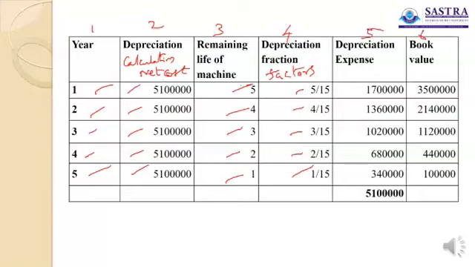That means this is one column, 2, 3, 4, 5, and 6. Take it as 2 into 4. 51 lakhs into 5 by 15, and 51 lakhs into 4 by 15, 51 lakhs into 3 by 15, 51 lakhs into 2 by 15, 51 lakhs into 1 by 15. And all these amounts are deducted from the very beginning based on 52 lakhs, the original cost book value. So 52 lakhs here book value.